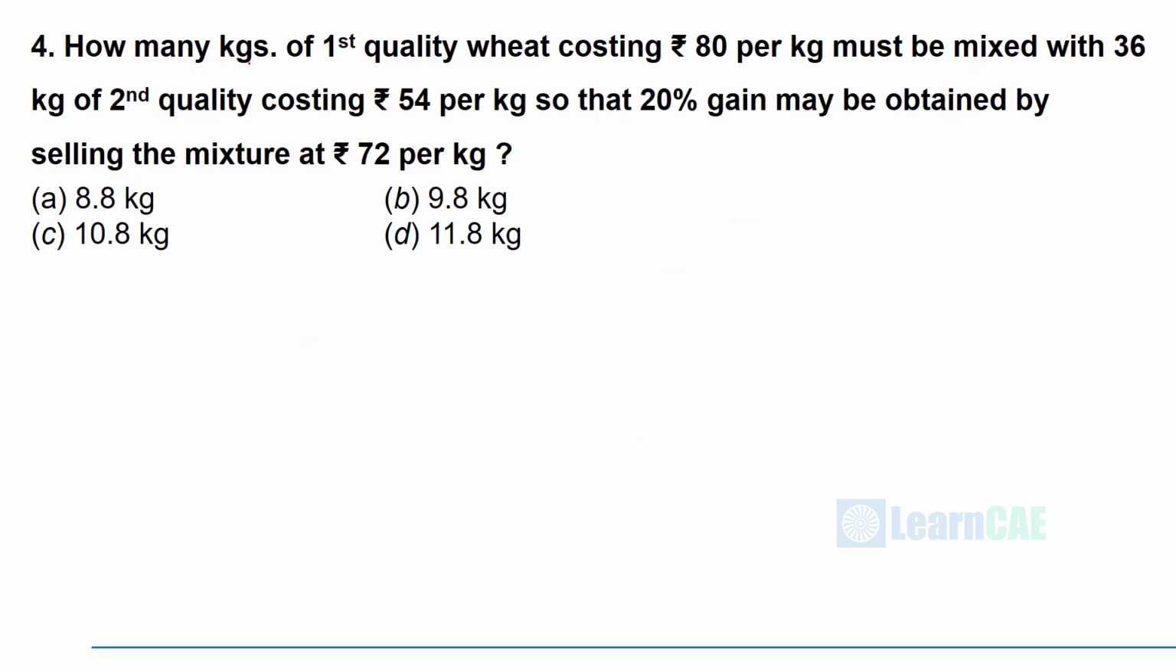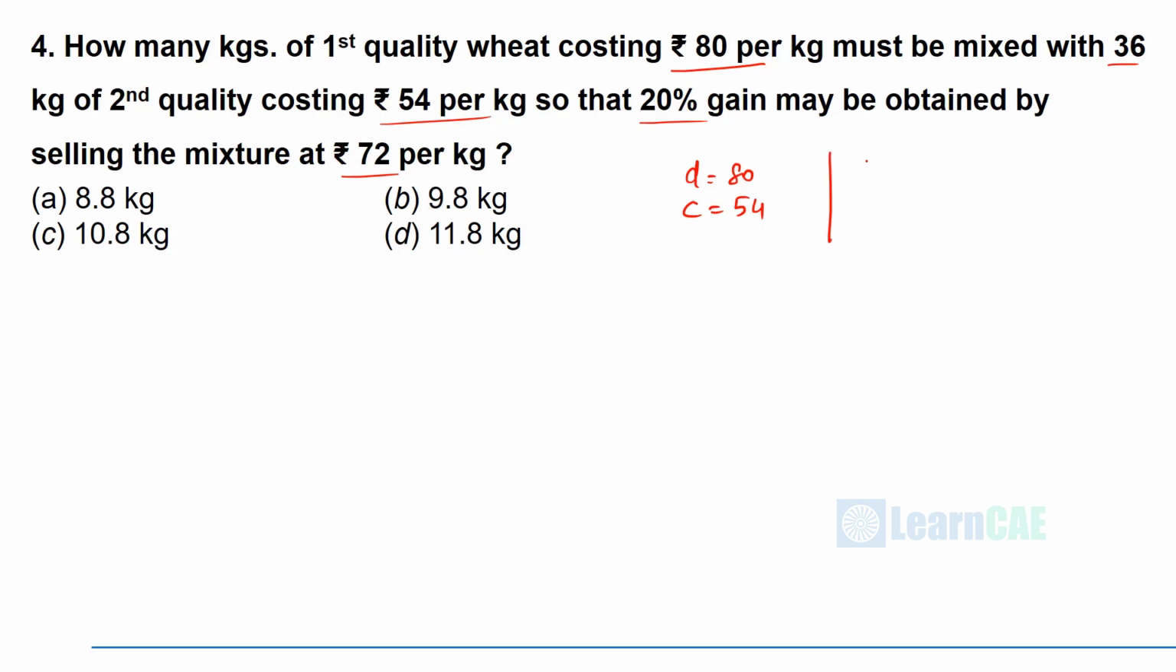Next question. How many kgs of first quality wheat costing rupees 80 per kg must be mixed with 36 kg of second quality costing rupees 54 per kg, so that 20% gain may be obtained by selling the mixture at rupees 72 per kg. Okay. So here if you see the first quality, that is the costlier one, is at rupees 80 per kg. Therefore, D is equal to 80 per kg. The second quality, that is the cheaper one, is C is equal to 54 per kg. Okay. Now they are saying it is sold at 20% gain at a selling price of 72 per kg.